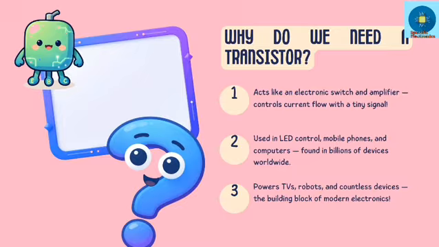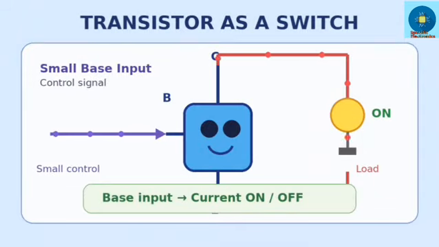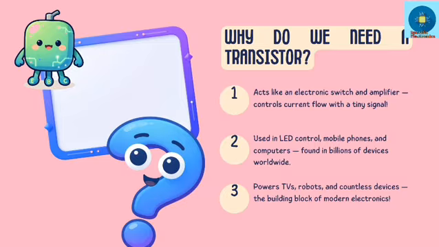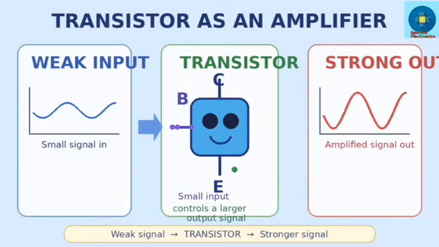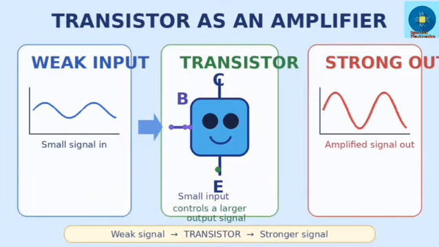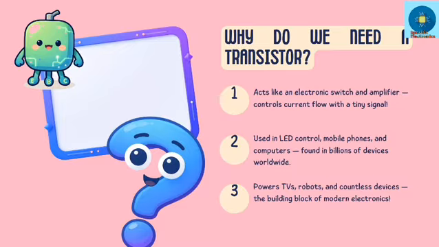So next, why do we need a transistor? A transistor mainly performs two important functions. The first one is switching. It can turn a circuit on or off just like an electronic switch. And the second one is amplification. It can make a weak electrical signal stronger. Because of these two functions, transistors are used in almost every electronics device.